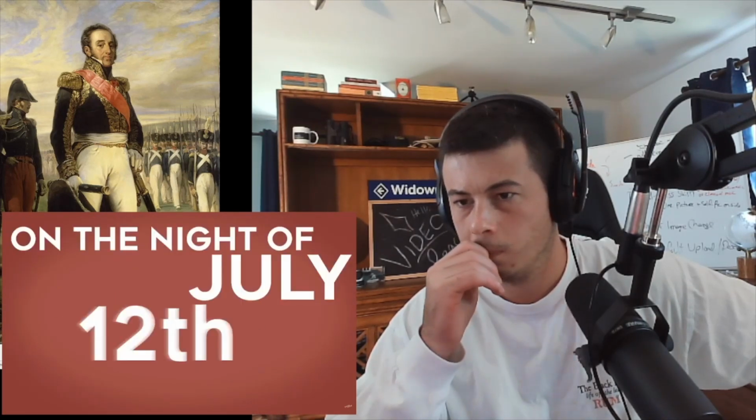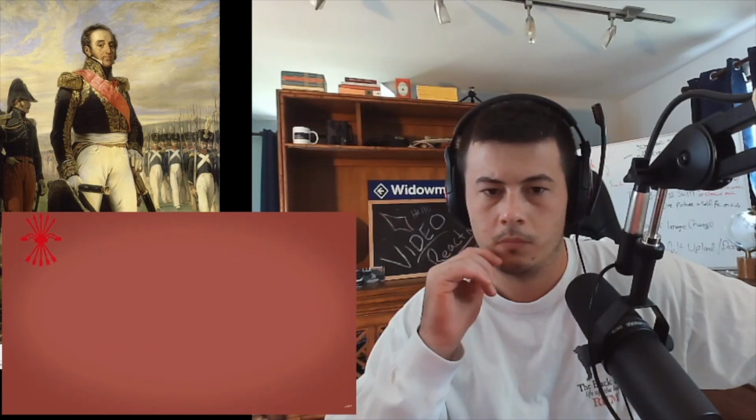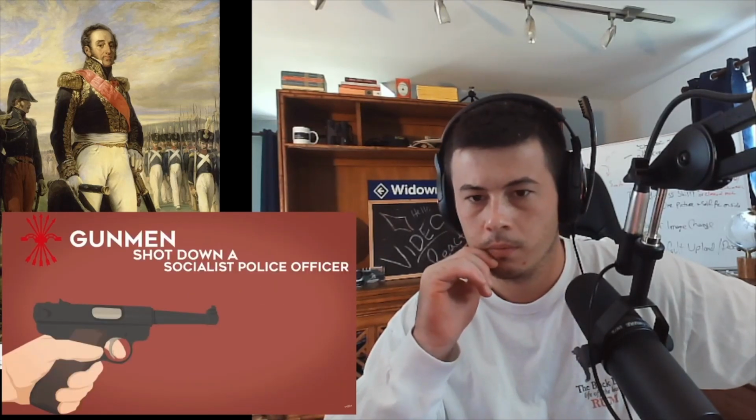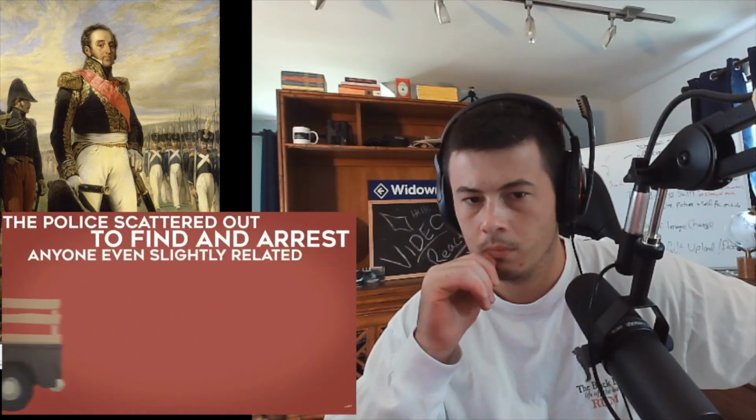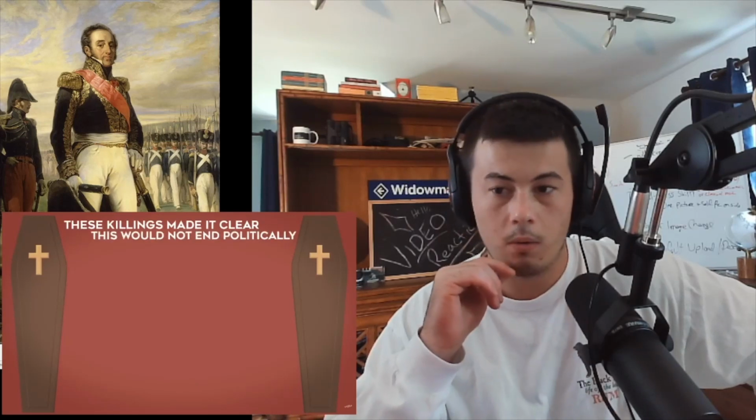On the night of July 12th, things went from bad to worse. Falange gunmen shot down a socialist police officer in the capital of Madrid. The police scattered out to find and arrest anyone even slightly related. They'd asked the monarchist, Jose Calvo Sotelo, to come down to the station with them. A station he wouldn't reach. These killings made it clear this would not end politically.